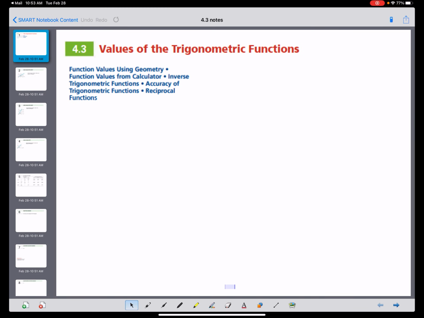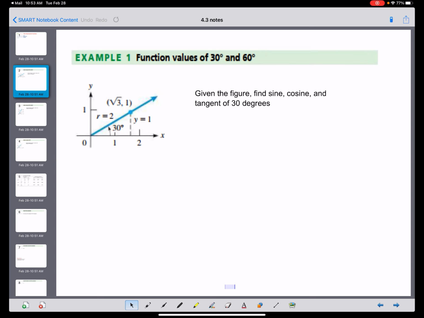All right, so this is 4.3, values of trigonometric functions, which is really just very similar to 4.2. So let's just jump into it. Here it says, given the figure, find sine, cosine, and tangent of 30 degrees. It gives us a figure. It's a little bit blurry, so I'm going to sketch it out.